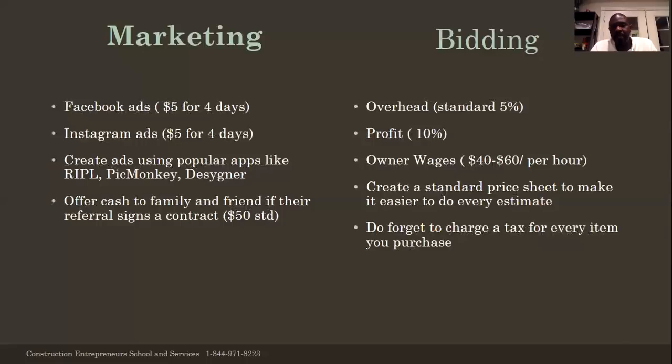cost in your bid. We have another class where we teach you how to calculate your overhead percentage. But just as a standard, if you're not charging overhead costs, you want to put in at least 5%. Profit. Typically, profit is 10%.